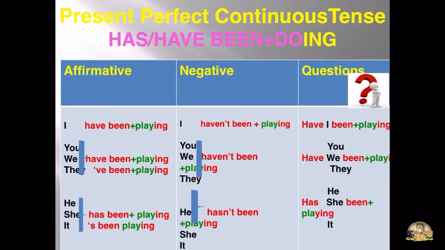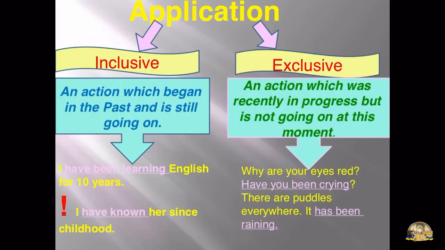Also, there is a main verb with the ending -ing. As it is the continuous tense, we usually use the -ing ending. For example, playing. Now let's talk about the application.